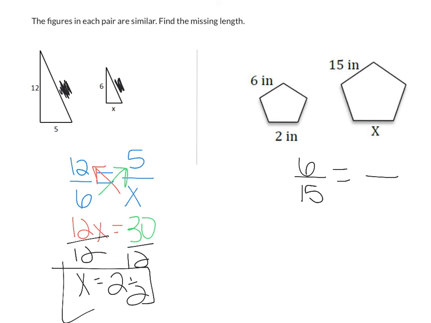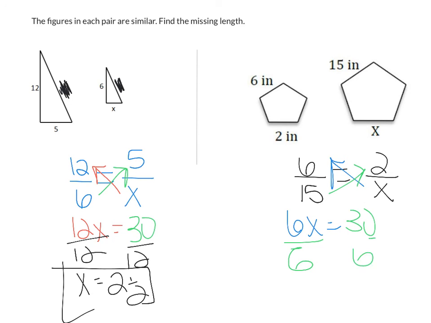And then the other half of my proportion, since I went small to big, I have to go small to big. So we're going to write 2 over x. And then just like in the other one, we can go ahead and use our cross products to solve. So I have 6x equals, and 15 times 2 gives me 30. Divide both sides by 6, and we should get x equals 5.